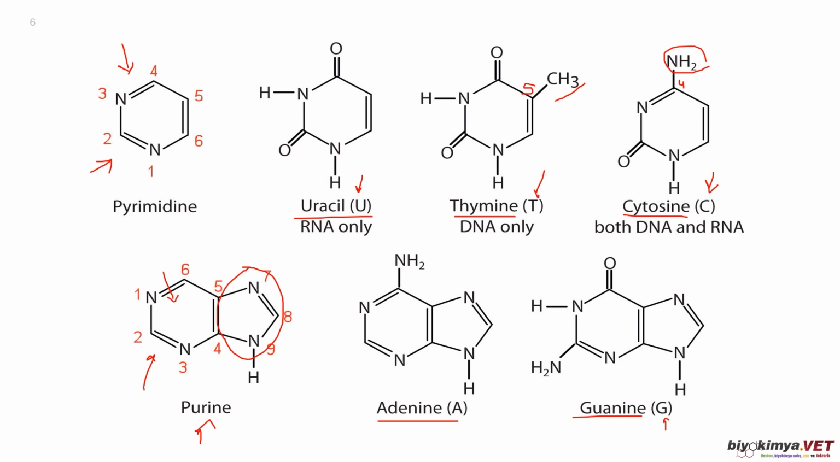Another difference is that cytosine is a pyrimidine base of both DNA and RNA. But uracil and thymine are unique because thymine is a base of only DNA. However, uracil is only for RNA. This is a big difference. The structural difference of these pyrimidine bases is responsible for the various roles, and especially for the thymine in DNA and uracil in RNA.